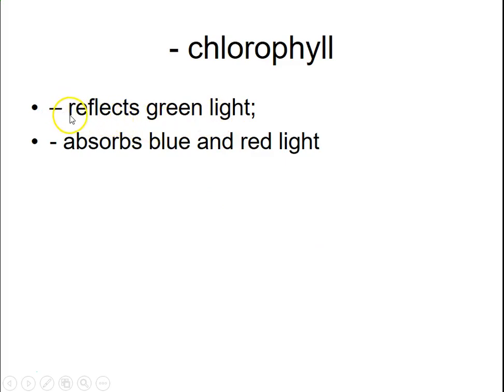Okay, the chlorophyll, of course, is the green pigment, and it appears green because it reflects the green light. Now, if it's reflecting the green light, that means it is not absorbing the green light. The portion of the light spectrum that chlorophyll absorbs is going to be the blue light and the red light.